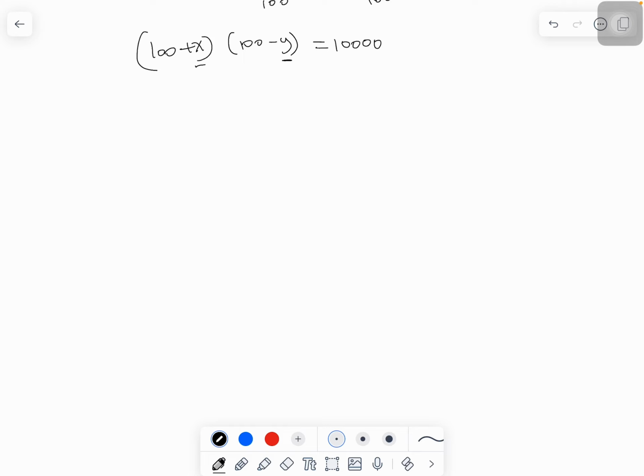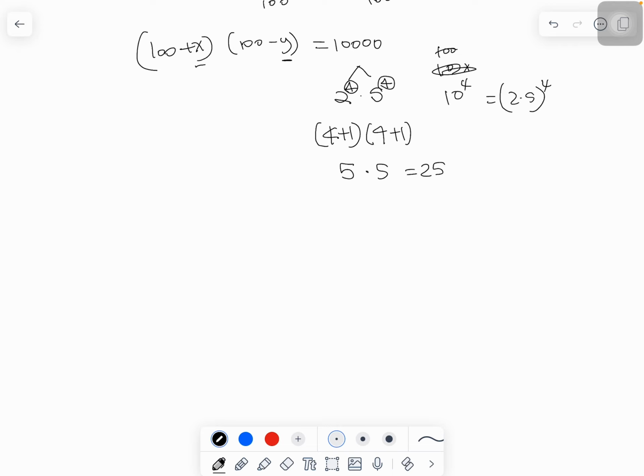So now we are on the way to finding the pairs of factors of 10,000, but we can make 10,000 into prime factors. 10 to the power of 4, but 10 is 2 times 5, so 2 to the 4, 5 to the 4. This has the number of factors of (4 plus 1) times (4 plus 1). So this has 25 factors.